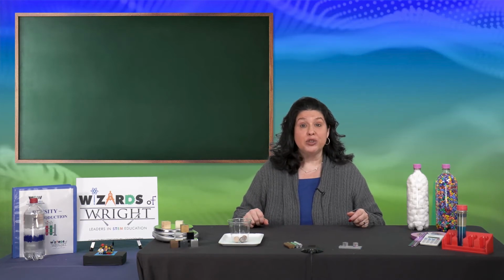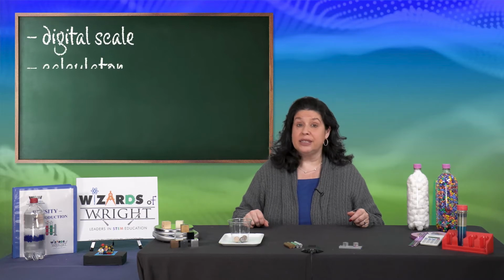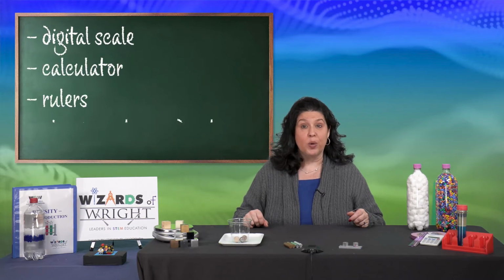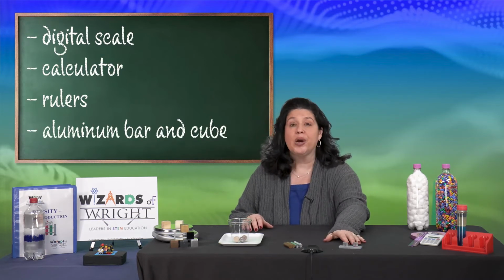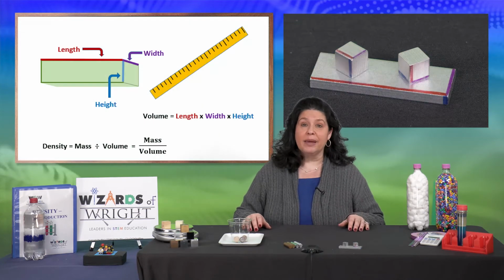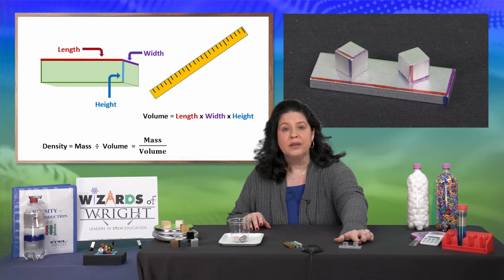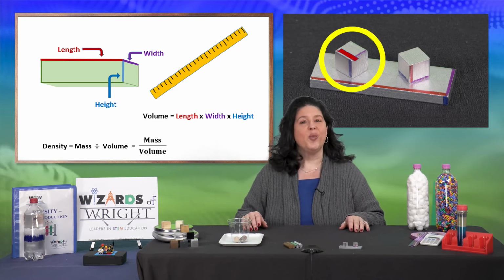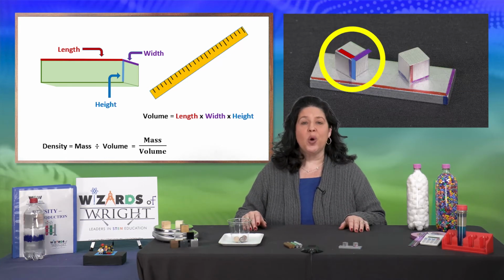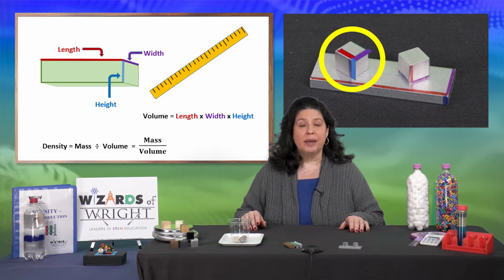In a moment, each group will need one of the handouts, a digital scale, a calculator, rulers, and an aluminum bar and cube. When you get them, you'll see 3 different colors on the bar and the cube. Use those colors to measure the length, the width, and the height. Your goal is to find the density of these objects.